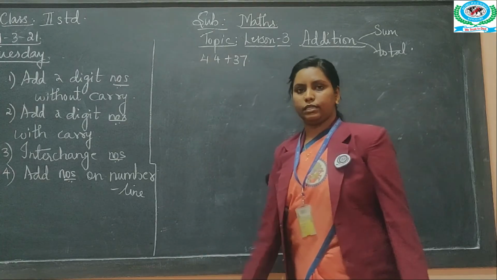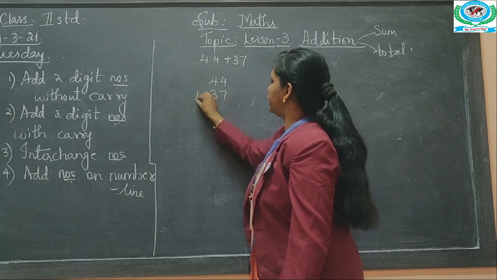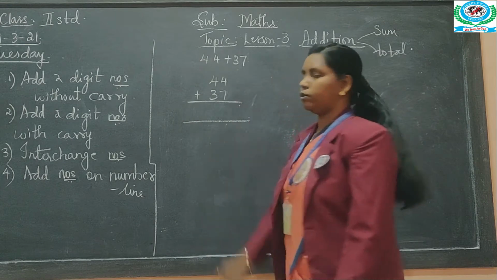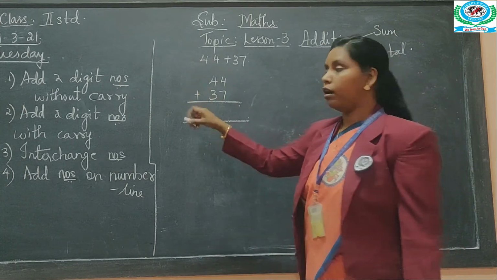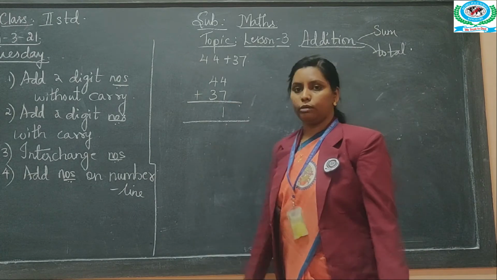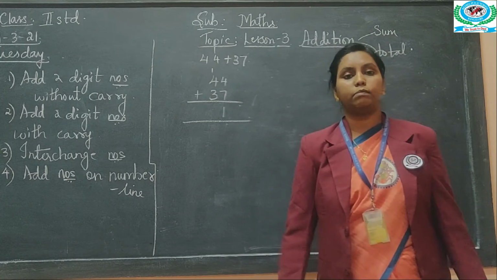Now we are going to add this. First arrange it in the place value system, then you are going to add that. So 4 plus 7, we are getting 11. Again 1 will be written in the units place, and the other one will be carried to the tens place.